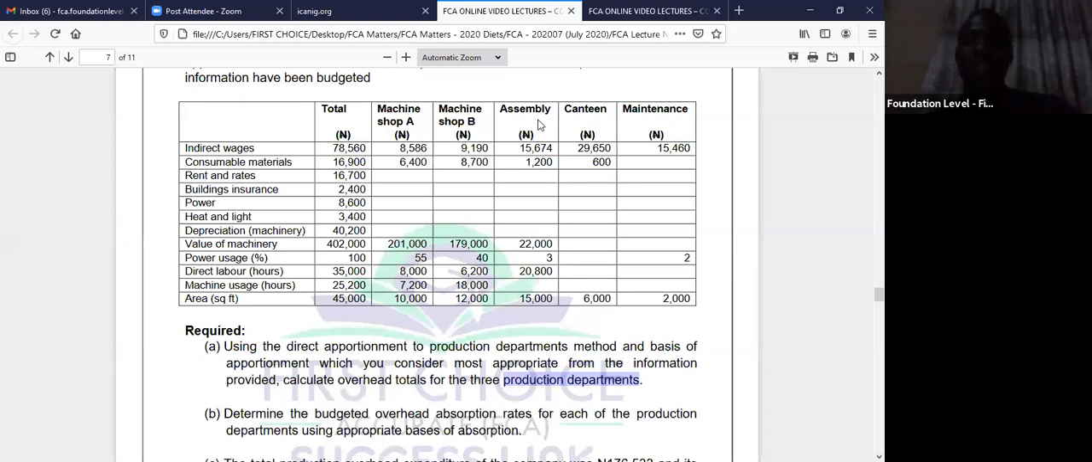And so what it means here, they're telling you, is this. Apportion to all five departments. Reapportion the other two departments and close them into the three departments. Give us the total for the three departments. Let's look at that A part, first of all.